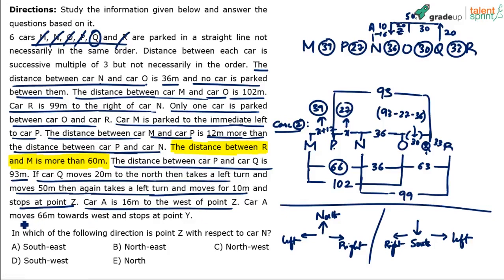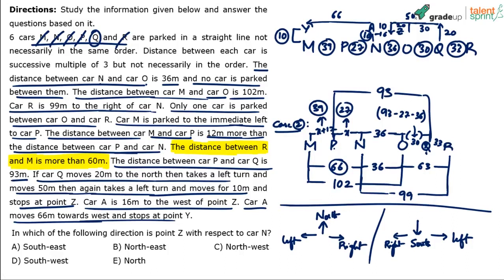Now car A moves 66 meters towards west and stops at point Y. Car A moves 66 meters towards west. A is here, exactly above N. It moves 66 meters towards west and stops at point Y. See, understand, 39 plus 27 is 66. So car A is moving towards west. How much? 66 meters. So it will stop exactly above M. 39 plus 27 is 66, right? It stops exactly here at point Y. Remember, distance between M and Y will be 10 because distance between A and N is also 10, right? So I think that's the arrangement.